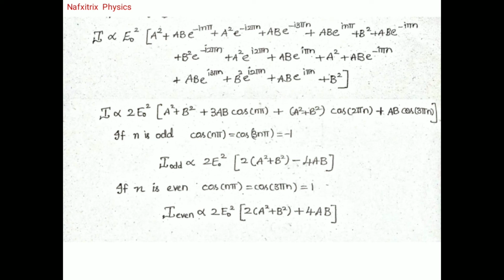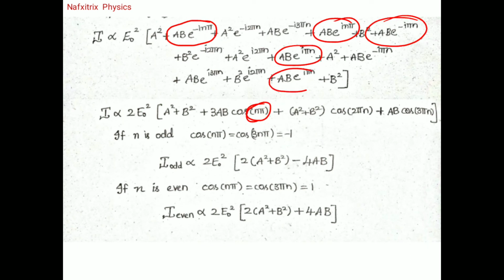And next, here if we see, this is ab e power minus i pi n, ab terms if we take, and here ab into cos n pi terms, ab and cos n pi terms, ab e power i n pi, here another, and here another one, and only ab i pi n, and here another one, and here another one. So in total we are having 6 terms. So 6 terms we are having.